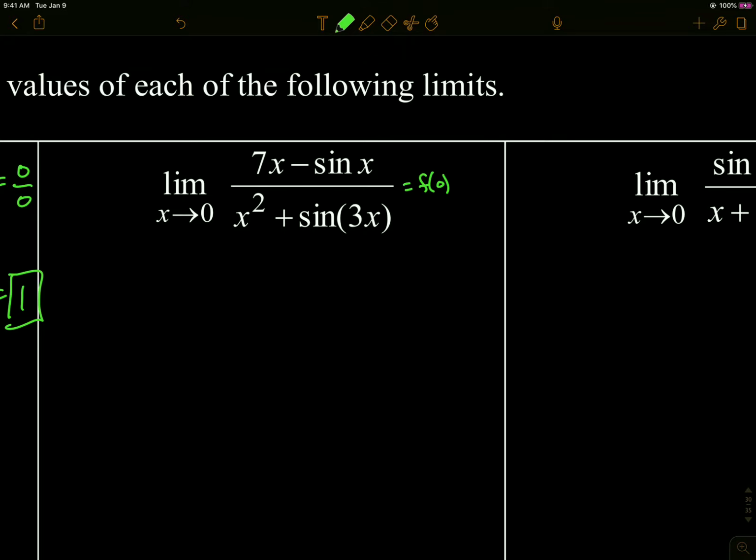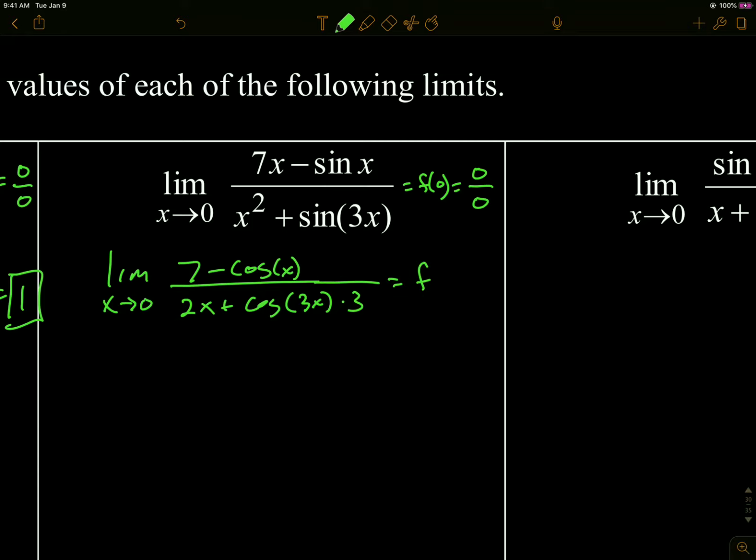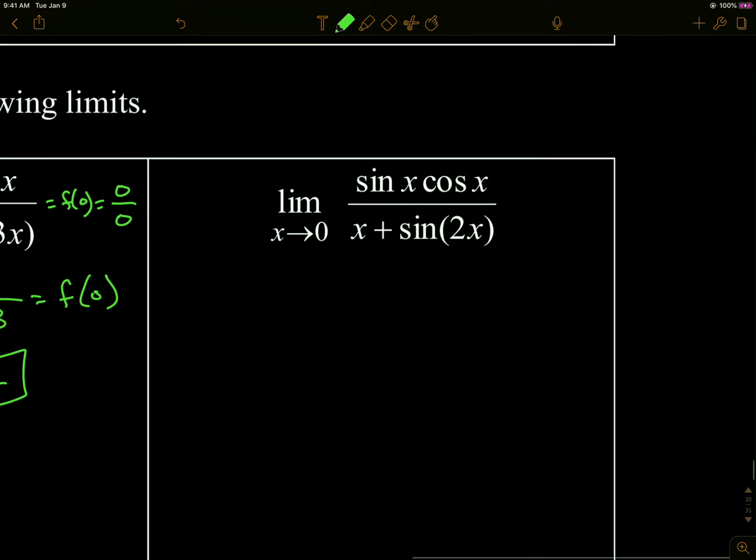If I try direct substitution here, I get 0 minus 0 on top. I get 0 minus 0 on the bottom. So now we're going to do L'Hopital's. I'm going to take the derivative of the top. I'm going to take the derivative of the bottom. Don't forget your chain rule. I'm going to retry direct substitution. So I get 7 minus 1 over 0 plus 3 times 1, because cosine 3x. Cosine of 0 is 1, and then times 3. So I've got 6 over 3. So that limit is 2.